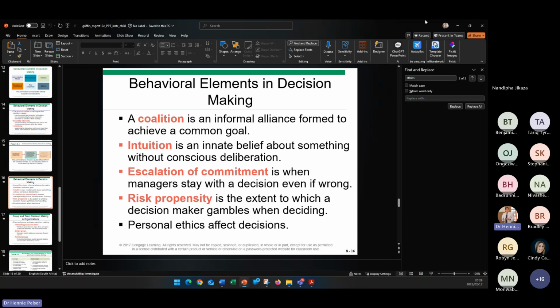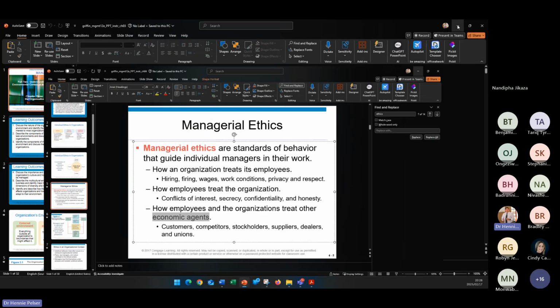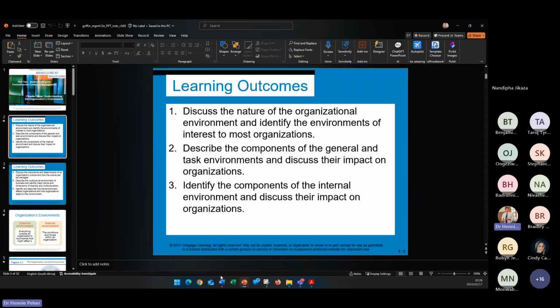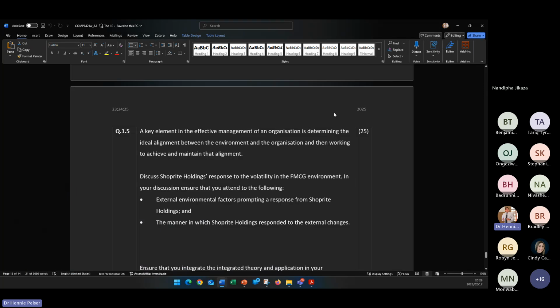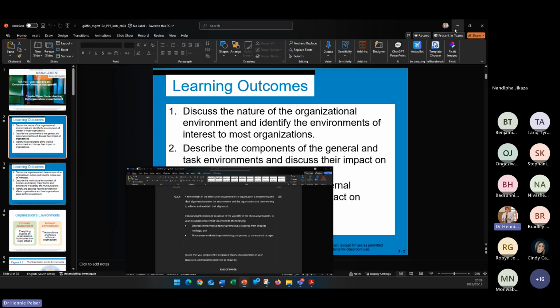And then chapter 8, I got that. So the previous one was chapter 4. And now it is chapter 3 in terms of the environment. Just to jump to that question again. Right, volatility, in your discussion, ensure external environmental factors, and then the manner in which they responded. That should be quite a 25 marks, okay?